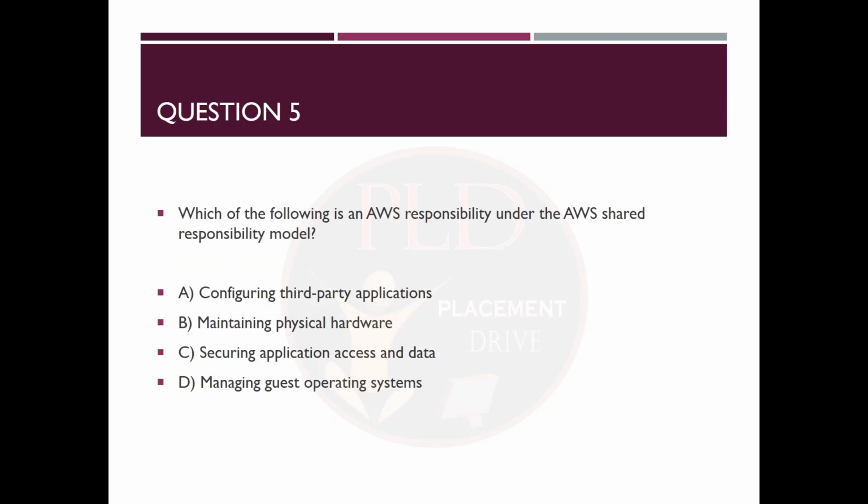Here is the fifth question. Which of the following is an AWS responsibility under the AWS shared responsibility model? Option A is configuring third-party applications. Option B is maintaining physical hardware. Option C is securing application access and data. Option D is managing the guest operating system.